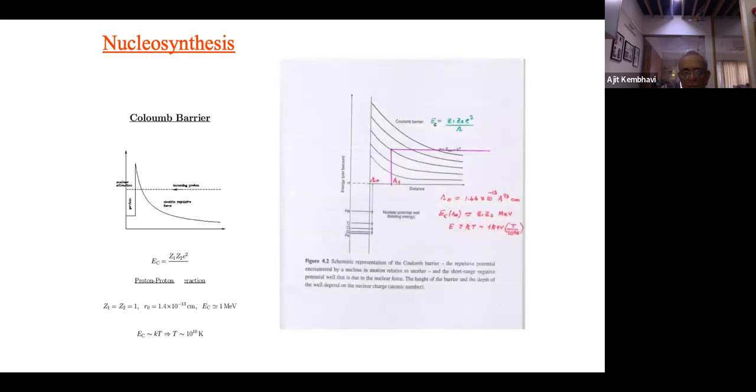So therefore, if you go by this picture, then you'll never ever be able to have nuclear fusion in the sun. So how does the fusion occur? It occurs because of quantum mechanics.